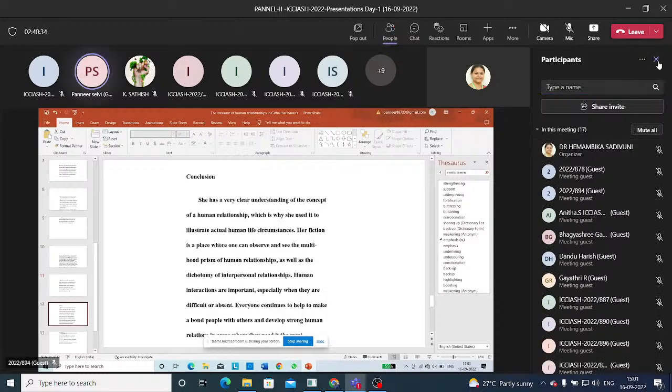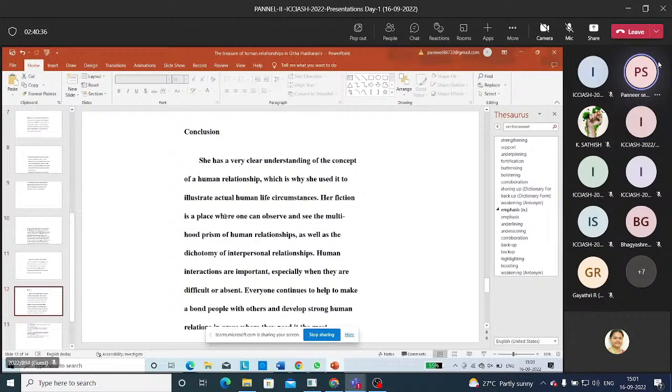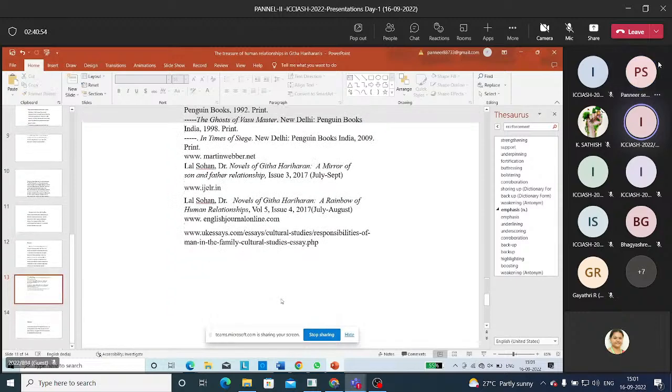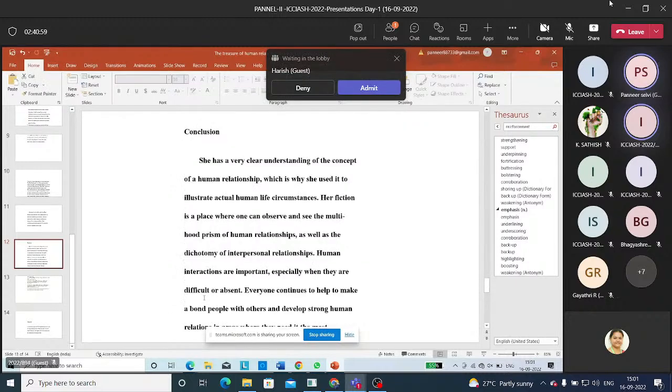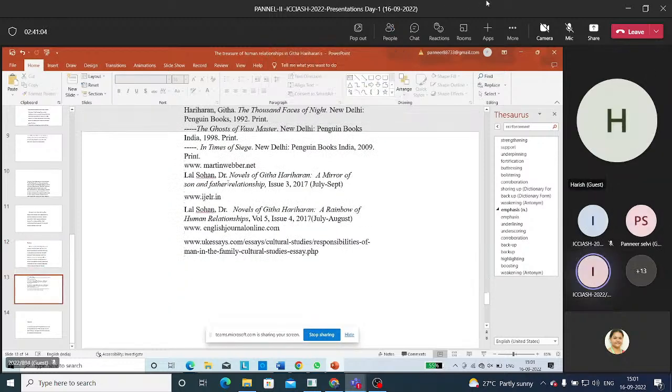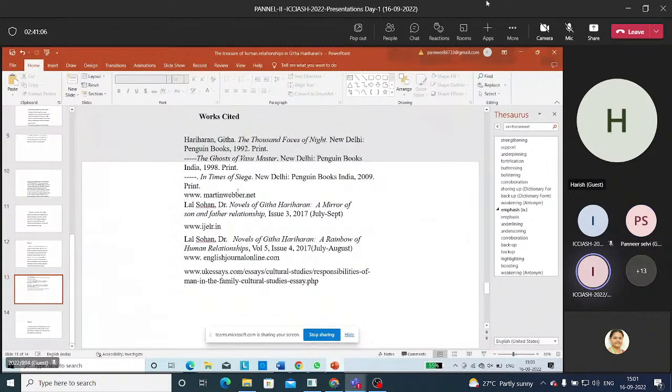Then, in conclusion, Geeta Hariharan has a clear understanding of the concept of human relationship in these three novels. Her fiction is a place where one can observe the multiplicity of human relationship. Everyone continues to help make a bond with others and develop strong human relationships, one to one. These are the sources for analysis for this research paper.